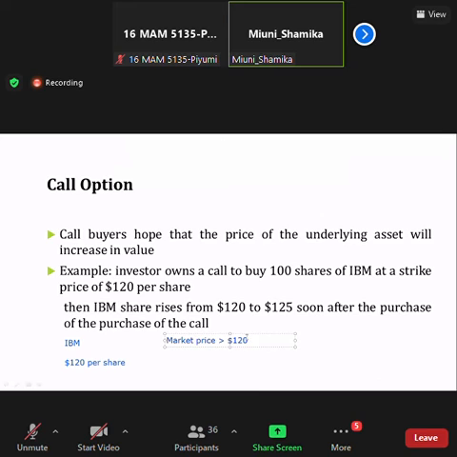Right, since I have this expectation, I will buy an option. So when I buy the option, even though the market price is 125, we'll say the market price was 125, I can exercise this option and buy the share at 120. So that is why we say a call buyer will hope the underlying asset price will increase in future. That is the expectation, or that is why I will go for a call option.